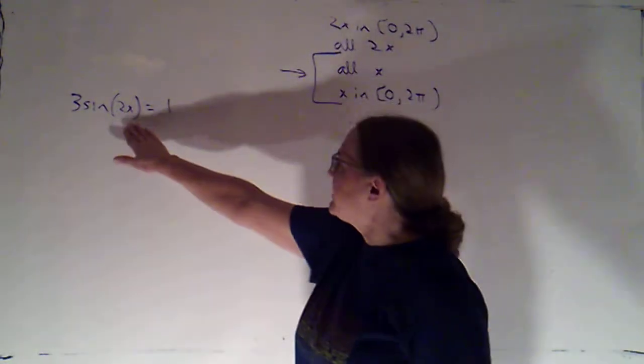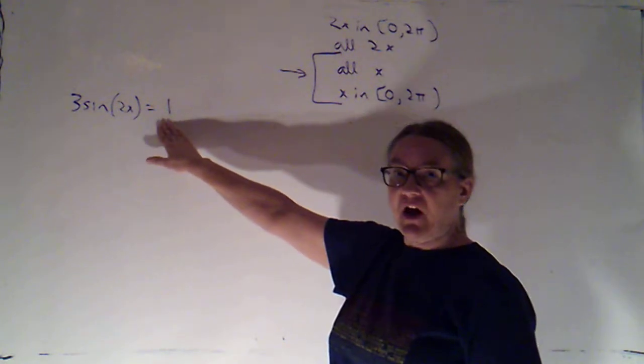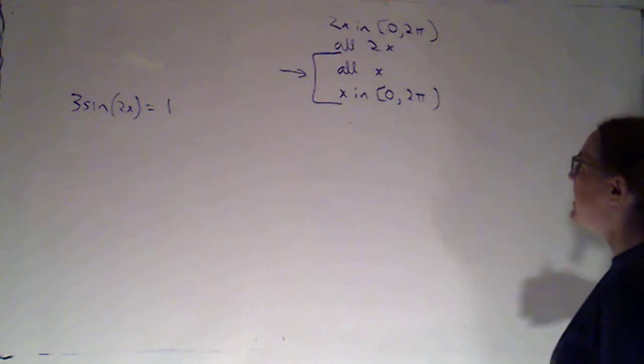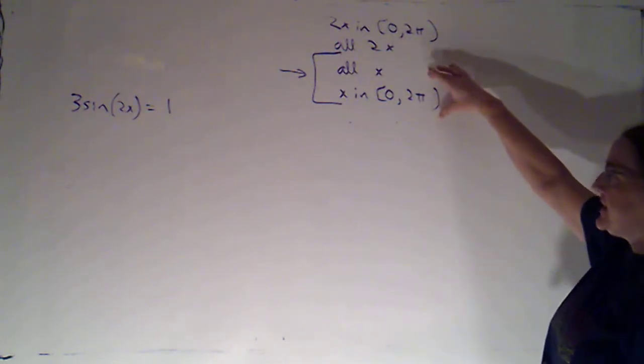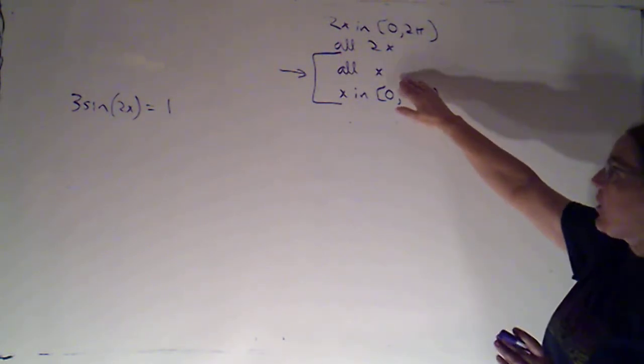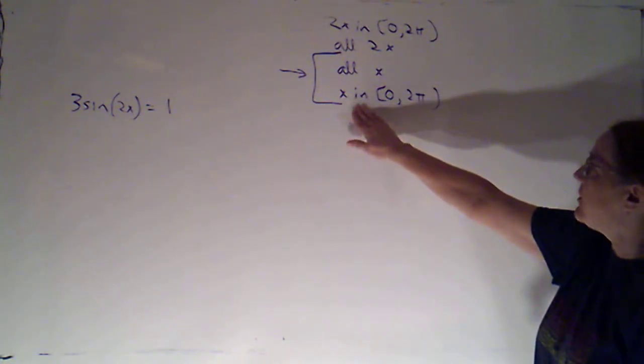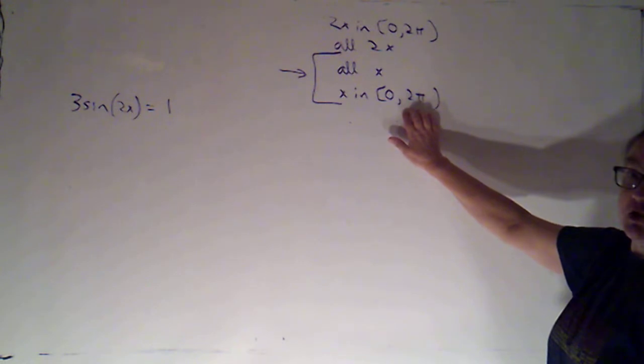Okay, got another problem up here on the board. 3 sine 2x is equal to 1. In a minute, I'm going to ask you to pause the video and try to work that out on your own. What I'm asking for is these two things. I want you to find all solutions, so all values of x, and then I want you to find all values of x between 0 and 2 pi.